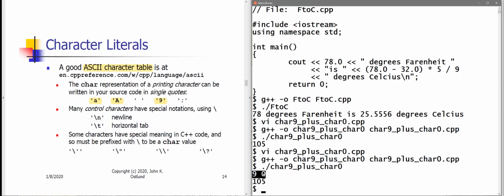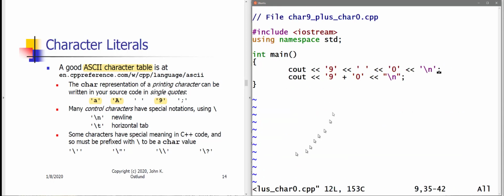Okay, so in my first cout statement, I got a 9, a character 9, a space character, a character 0, and then a new line character. So that's my first line of output. And then my second line of output is the result of this computation.